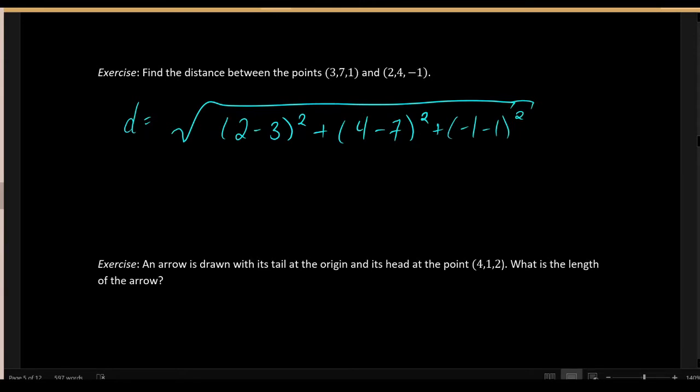So let's go ahead and calculate these numbers. We have 1 squared, which is 1. We have negative 3 squared, which is 9. We have negative 2 squared, which is 4. So all in total, this is equal to the square root of 14. There is a little bit less than 4 units of distance between these 2 points in 3-dimensional space. So if you walked directly from one point to another, this is how far you would travel.